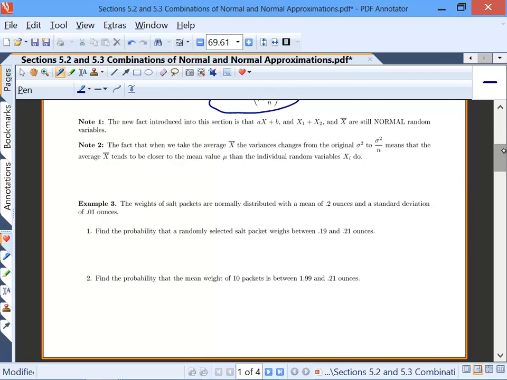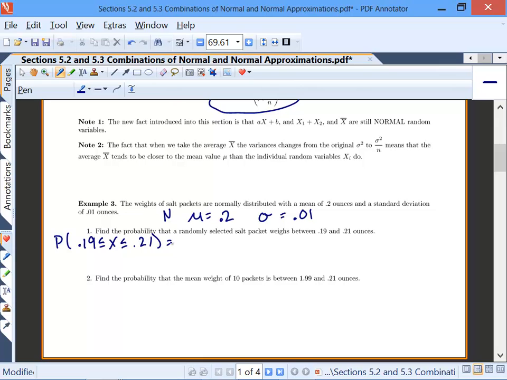Okay, so for this example, we have the weight of salt packets are normally distributed with a mean of 0.2 ounces and a standard deviation of 0.01 ounces. So we have that it's normal. We have mu equals 0.2 and sigma equals 0.01. Okay. So for the first example, find the probability that a randomly selected salt packet weighs between 0.19 and 0.21 ounces. So we're looking for the probability that x is between 0.19 and 0.21. Okay. We're not using anything new, just everything we've been doing in the last section.